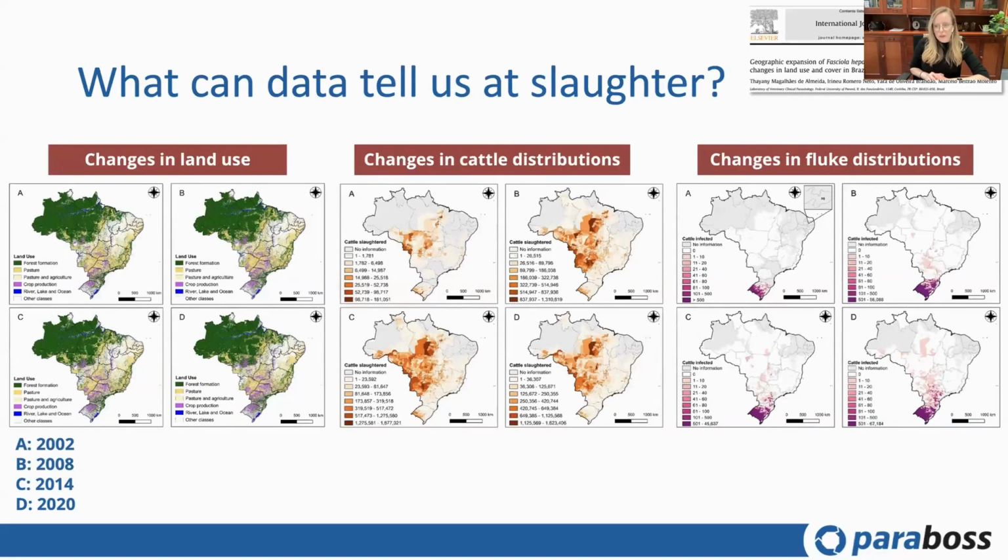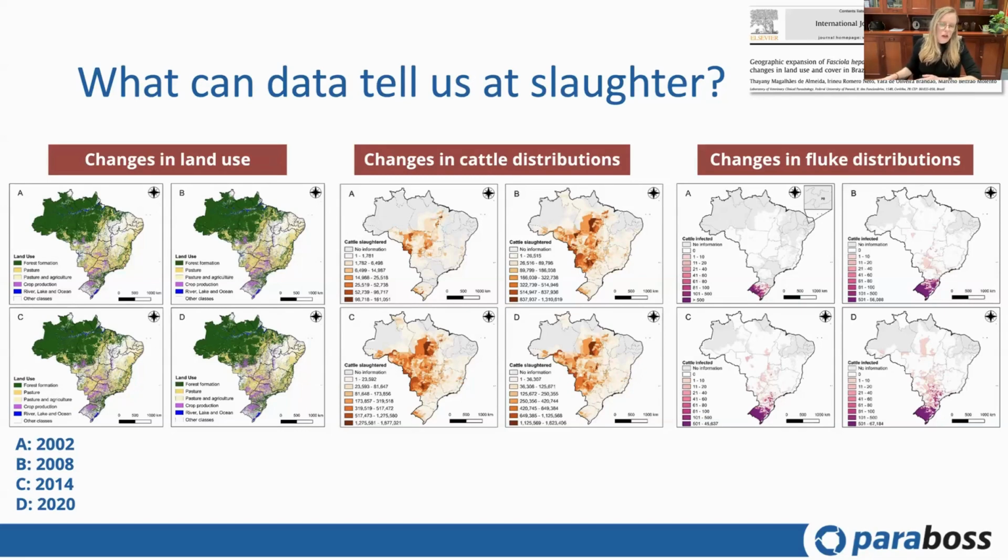But we can also get some other really interesting data at slaughter. And this is something that I was quite interested in recently. It came out not long ago, last year or even this year. This is a study conducted by some of my colleagues in Brazil over about 20 years. They looked at changes in land use, particularly associated with the Amazon, obviously with all the deforestation that's occurring there. They then looked at slaughterhouse data and correlated changes in land use with an associated change in cattle distributions.